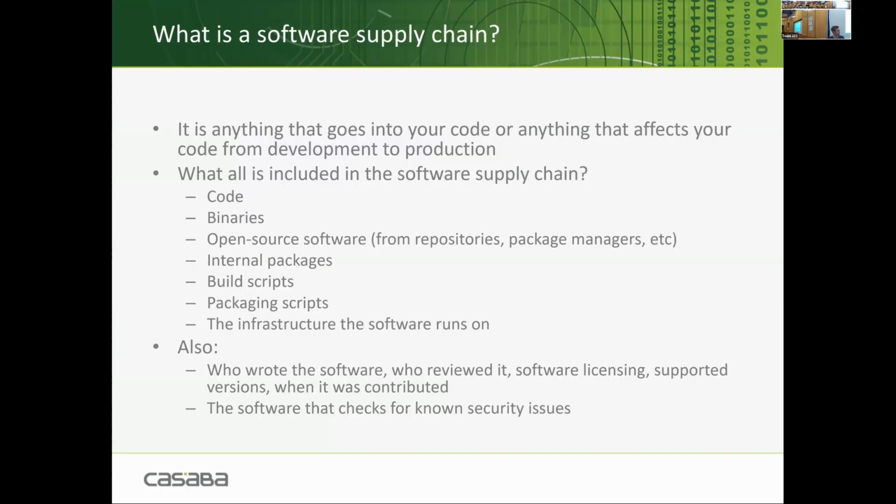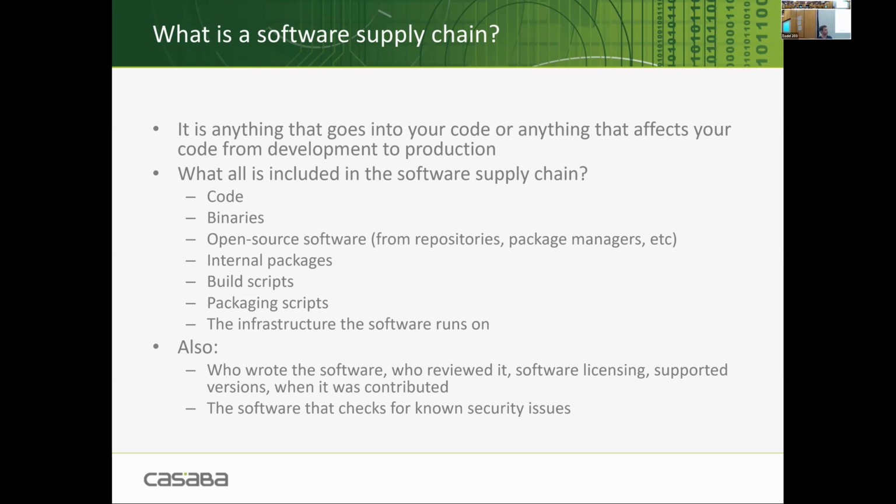So really, first and foremost, what is a supply chain? It really is anything and everything that goes into your code, anything that affects your code, all the way until you release it. That means everything from code, binaries, open source software, internal packages, any build scripts you have, packaging scripts, whatever infrastructure the application and the build run on, pretty much everything.